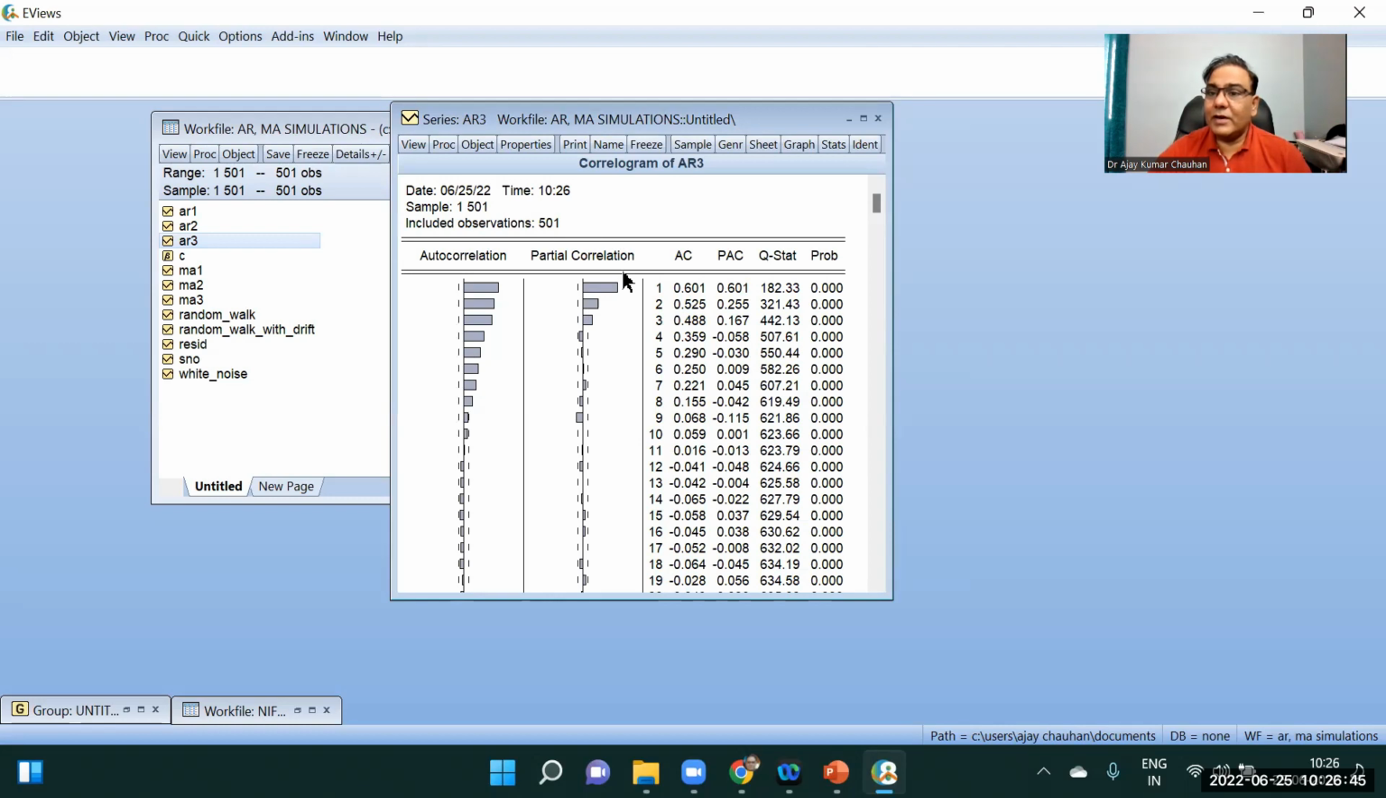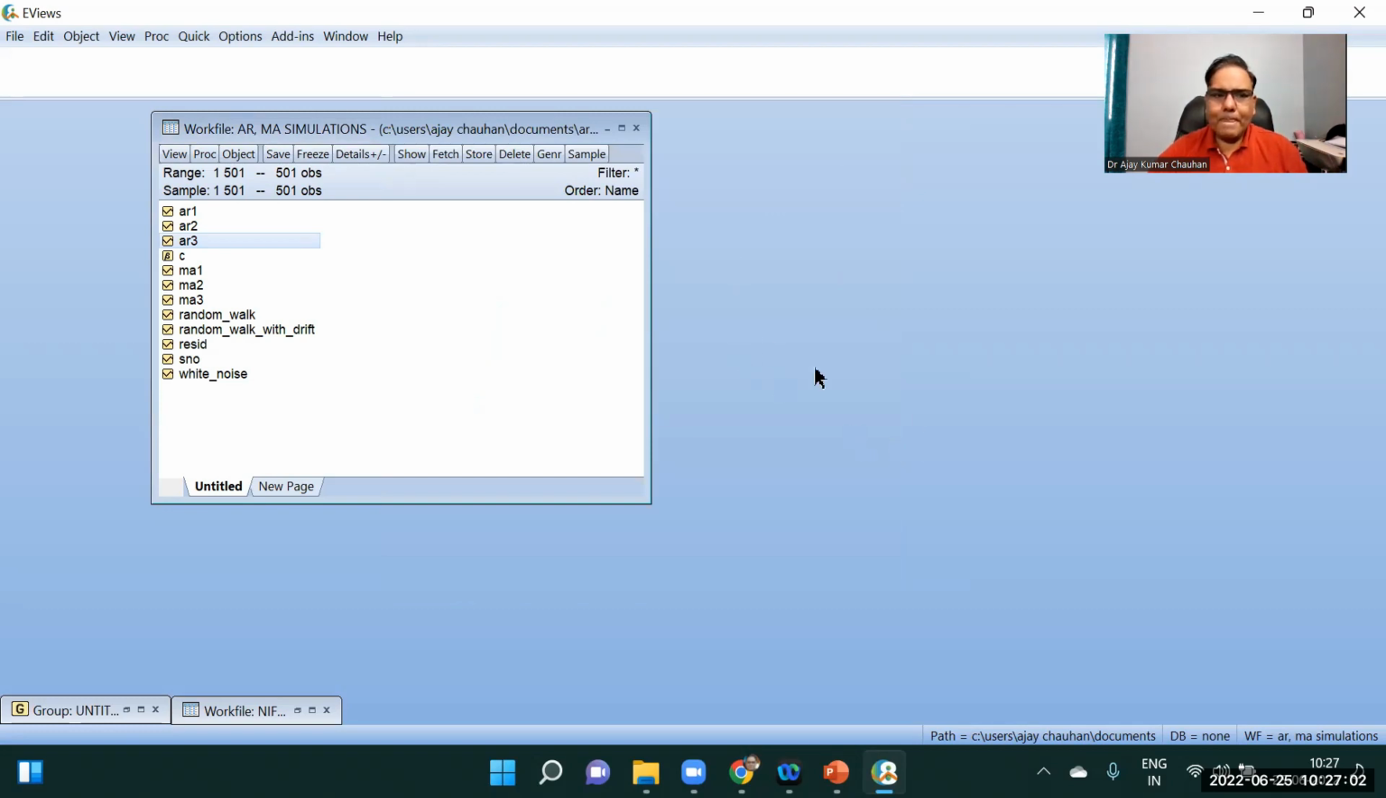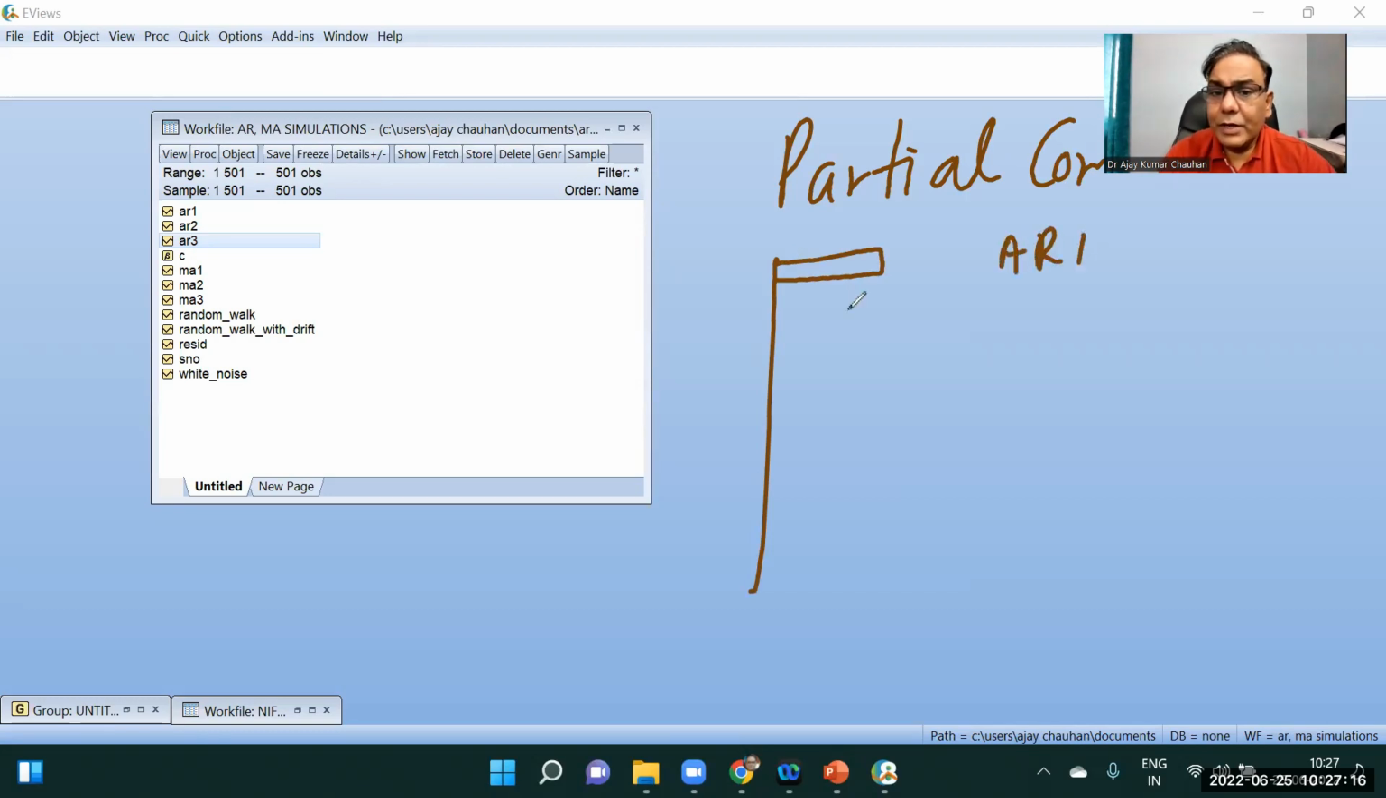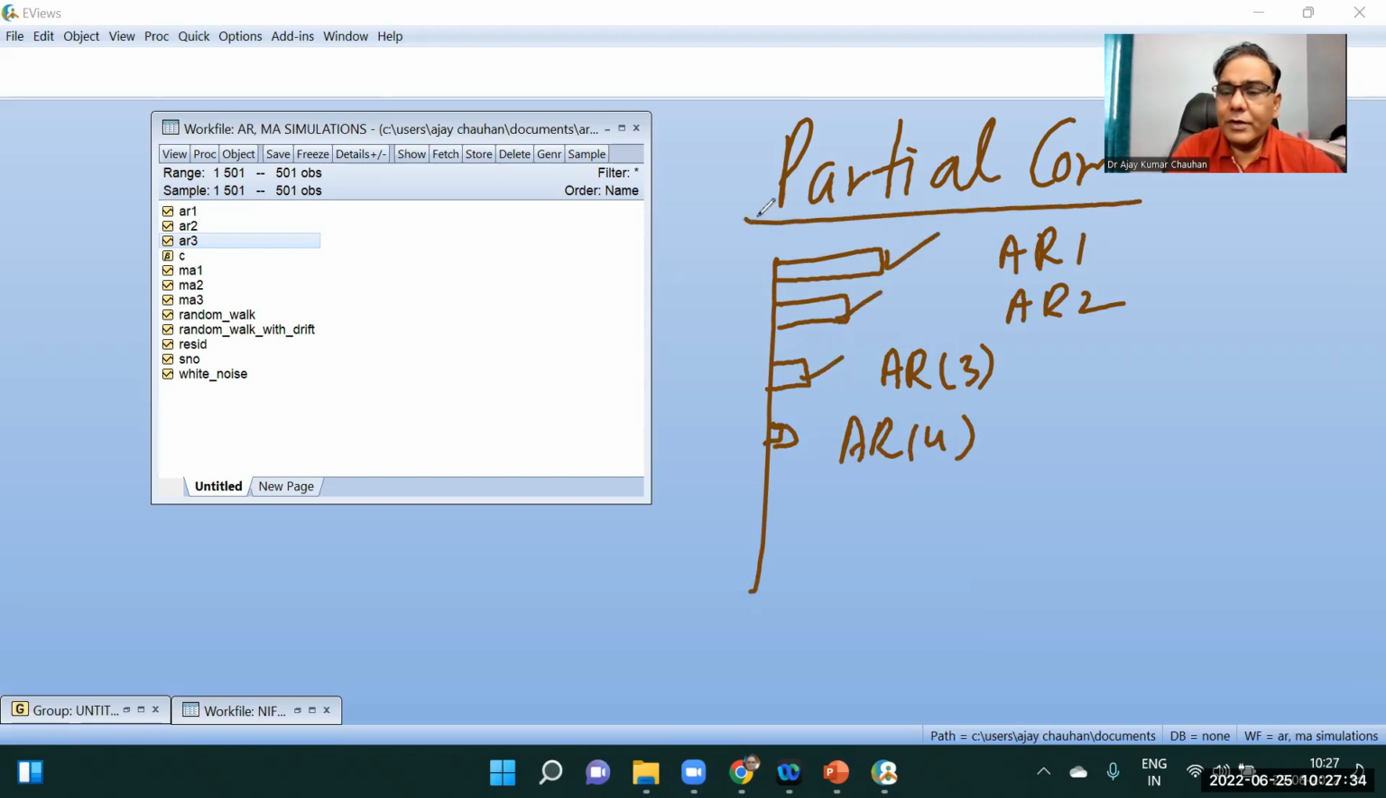So the question is, how many AR terms will we include in the ARIMA forecasting? The answer you will get from the correlogram. In partial correlation, my conclusion is that if only one spike is there, it is AR1. If two spikes are significant, this is AR2. If three spikes are significant, it is AR3. If four spikes are significant, then AR4. So how many spikes are significant in partial correlation will tell you how many AR terms you have to include in the ARIMA forecasting.